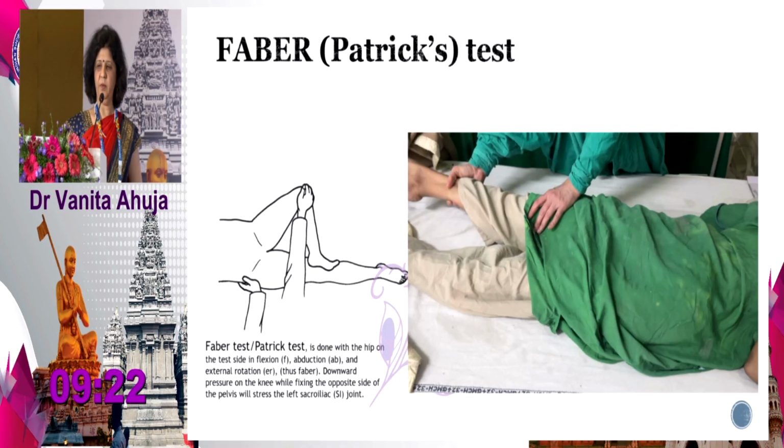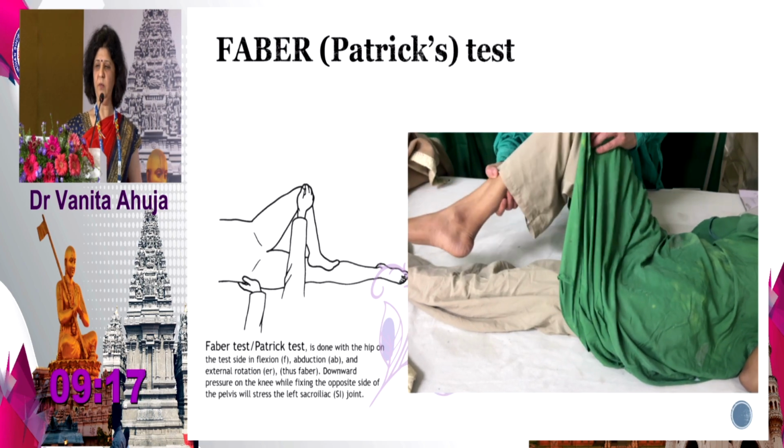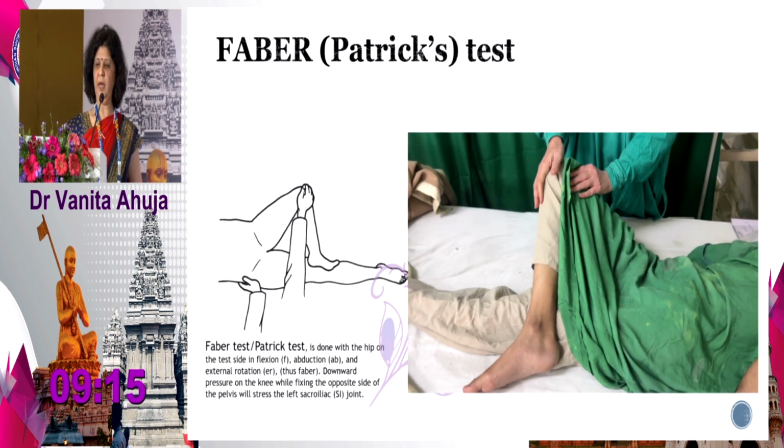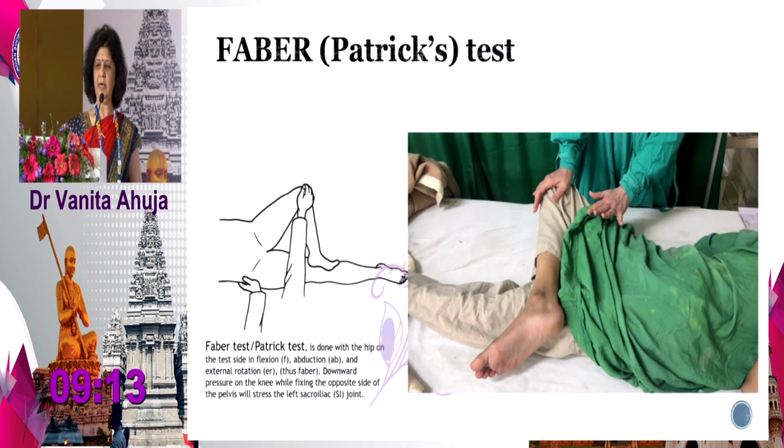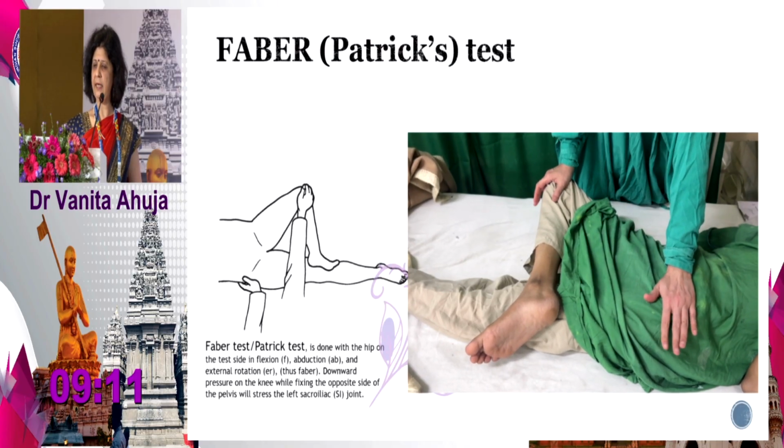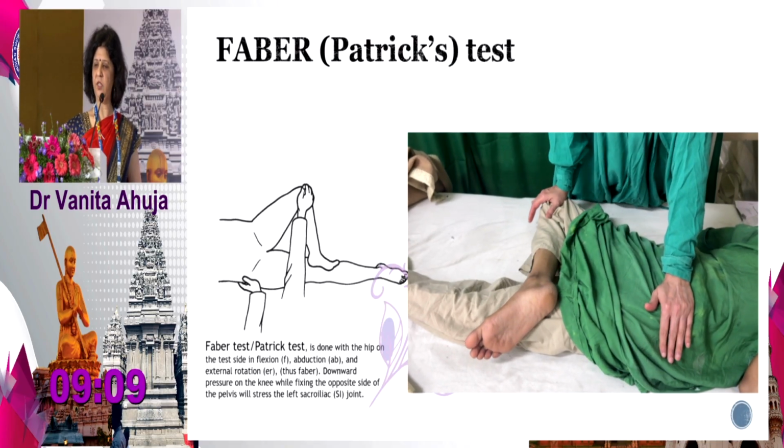Then the FABER or the Patrick test, in which a figure of 4 will be formed, and the patient would be at the knee level, it will be pressed, and the other will be distracted. So if the patient complains of anterior pain, it becomes more likely a hip pain. If it's posterior, it is an SI joint pain.